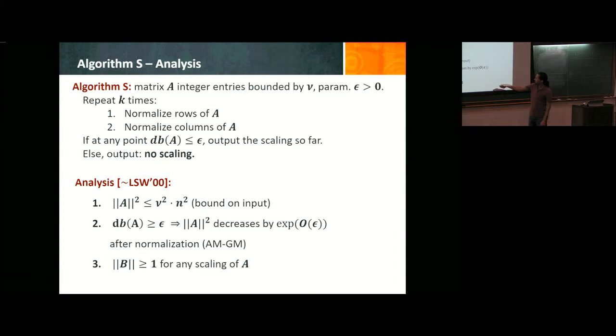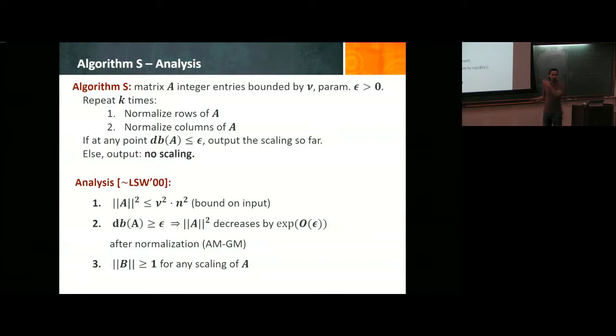Now, remember, if I'm far from doubly balanced, I know that this normalization will decrease the norm by a multiplicative exponential factor. I'm putting the row norms, the L2 norms, to all be 1 over n. And we can prove that this decreases the norm; it's not super deep, it's some AM-GM inequality.